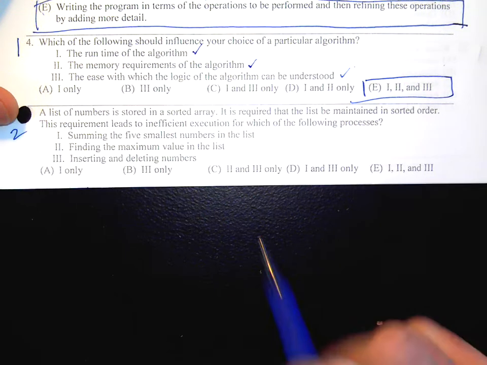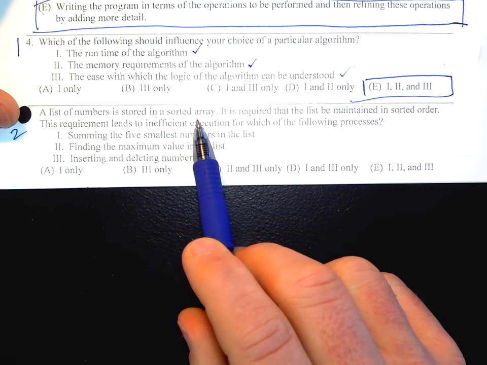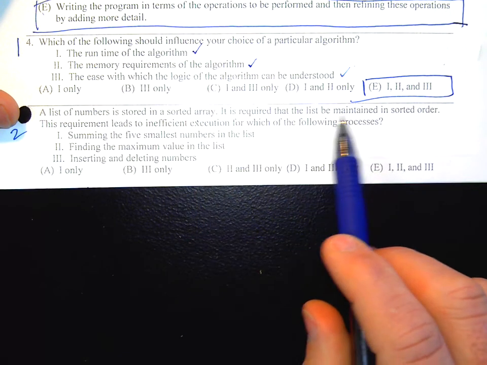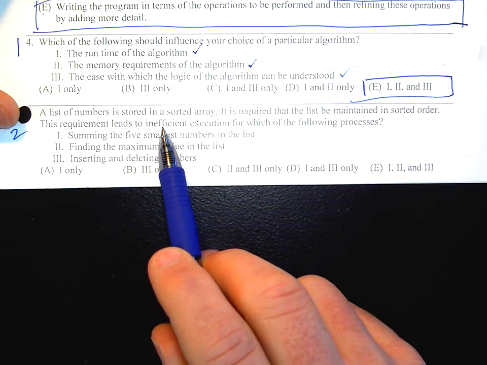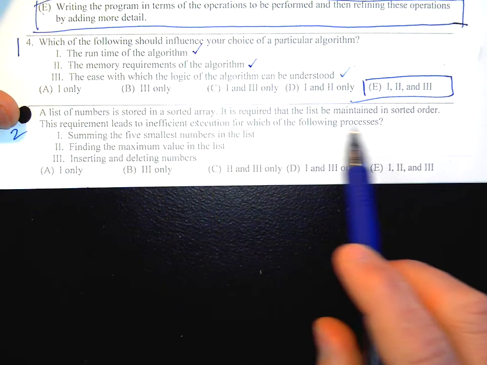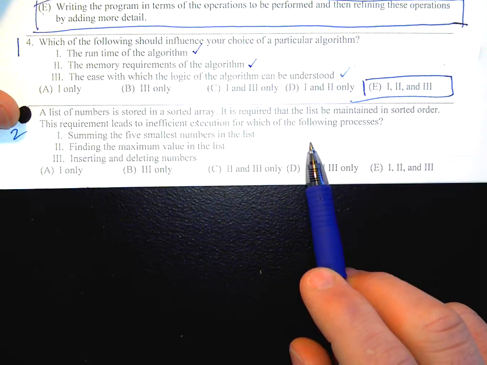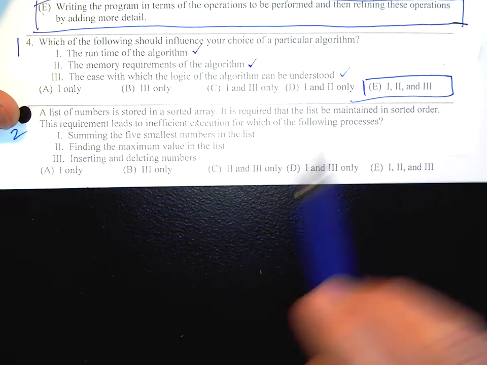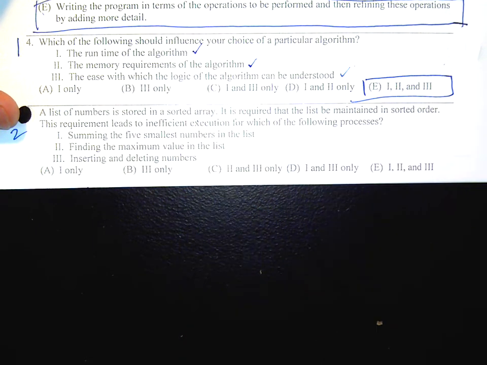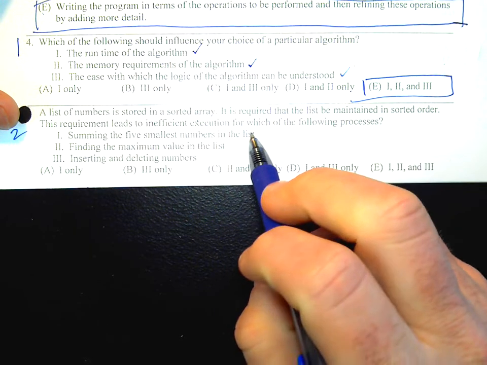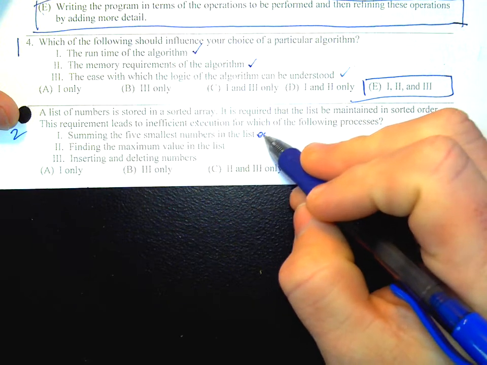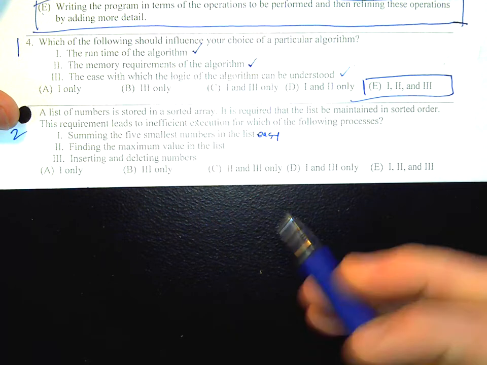Number 5, a list of numbers is stored in a sorted array. It is required that the list be maintained in sorted order. This requirement leads to inefficient execution for which of the following processes? So what is going to be inefficient because of it being needed to stay sorted? Summing the 5 smallest numbers in the list? No, because that's going to be easy because it's sorted, because they're all at the beginning.